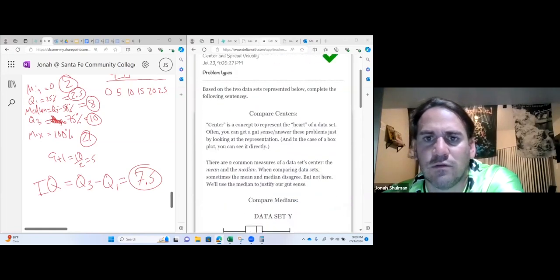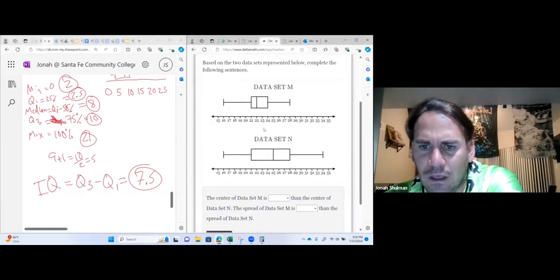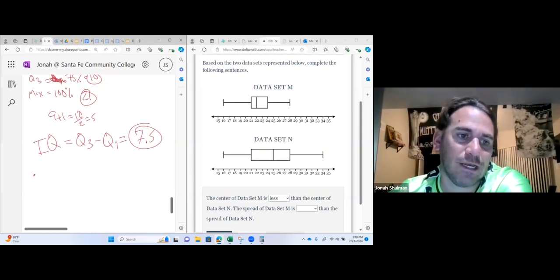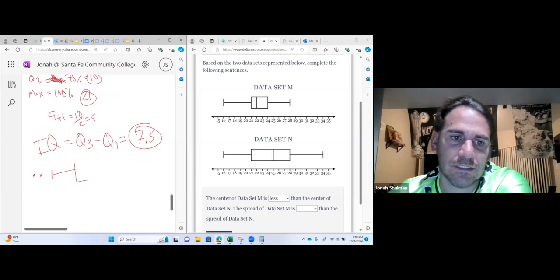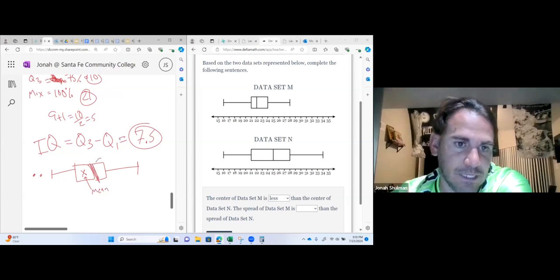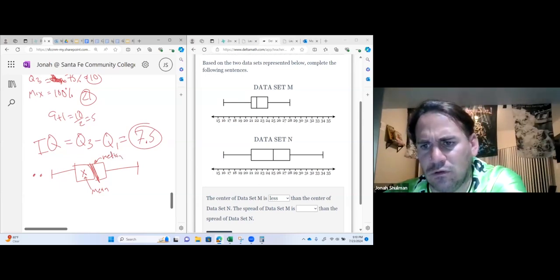All right, let's do another one for fun. Let's see what we got. All right, the center of M is less than, because that's the median, because it's a measure of central tendency. Oh, and a lot of times if you're using a graphical program, and we got a couple of dots because they did this perfectly, they will also put a little X on it, and that's where the mean is, just so you know. This line in the middle is the median, 50% of the scores. So data set M is greater. The spread of, oh, sorry, it's less than because it's a bigger spread.